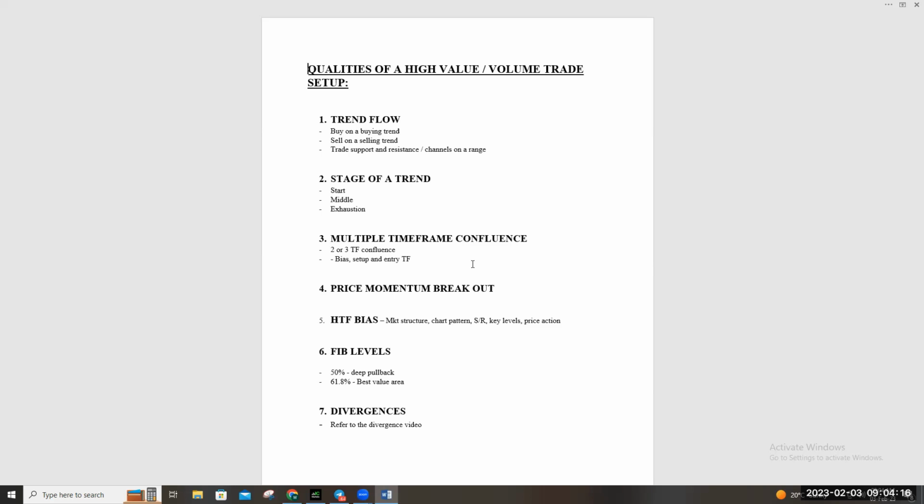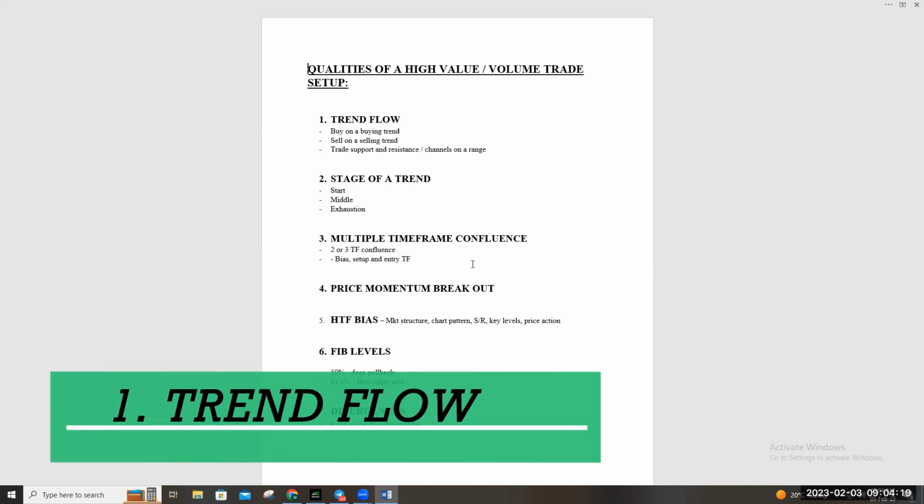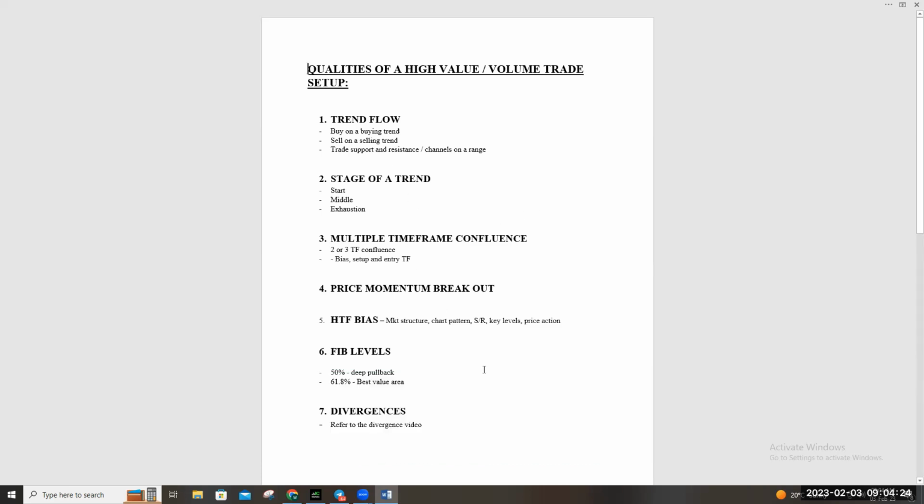So let's get started. The first quality of a good trade setup is trend flow. What is the trend? For the beginners, the trend is basically the direction of the market. Is the market pushing upward, or is the market pushing downward, or is the market moving sideways?